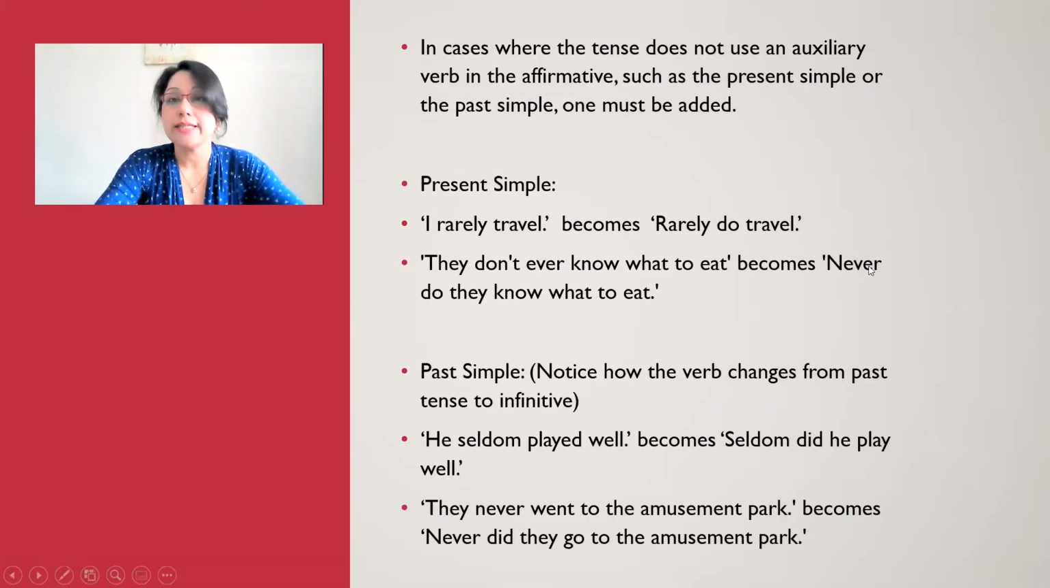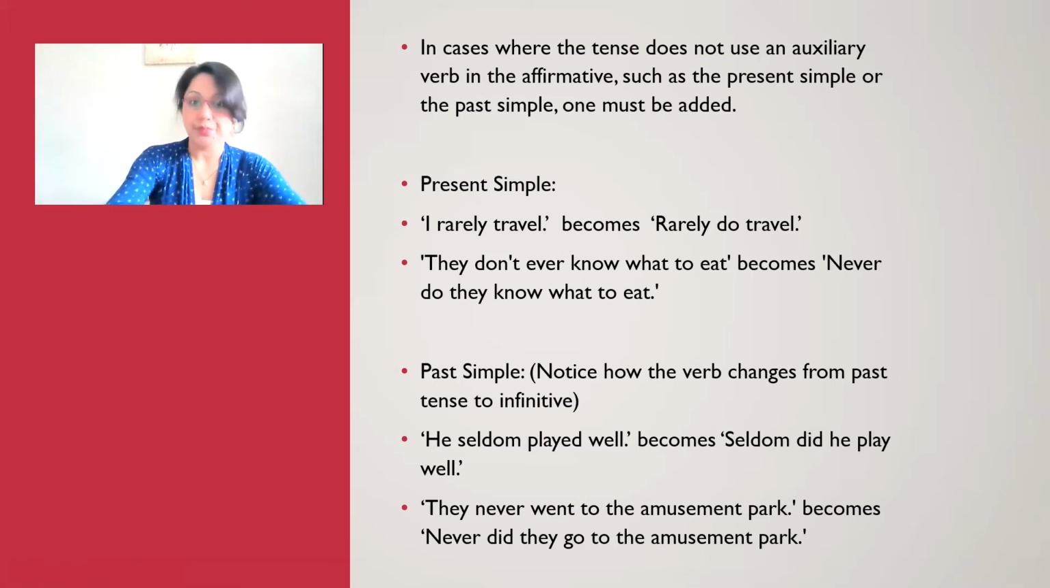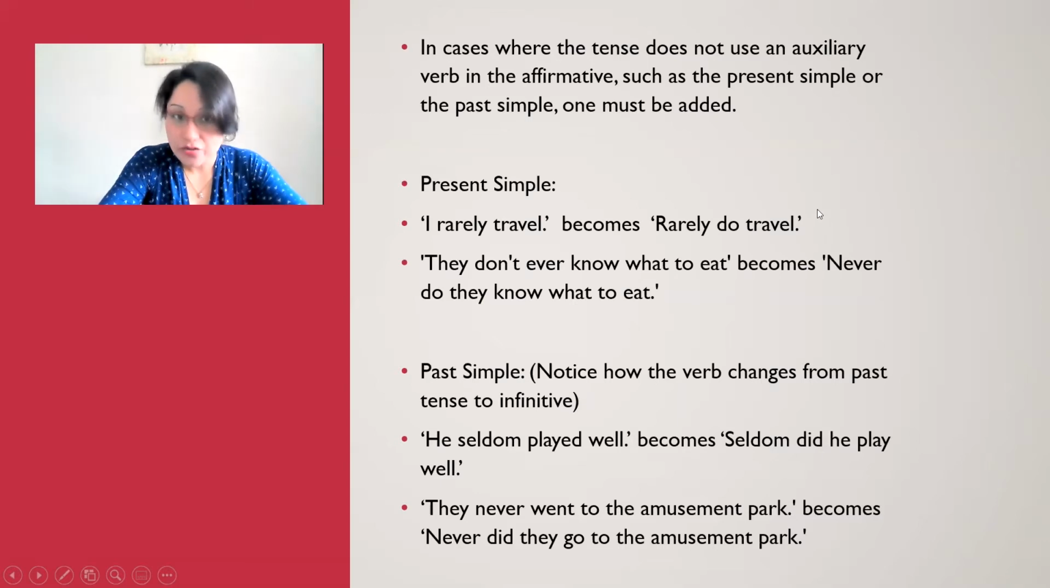Then, in cases where the tense does not use an auxiliary verb in the affirmative, such as the present simple or past simple, we must add one. What do I mean by that? Look at this sentence in present simple: I rarely travel. As you can see, there is no auxiliary verb here, just your main verb. So the adverb comes at the start, and then we add our auxiliary do: rarely do I travel.